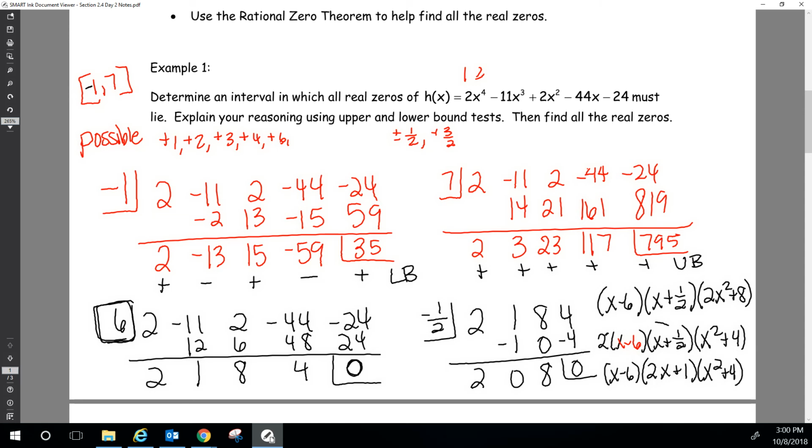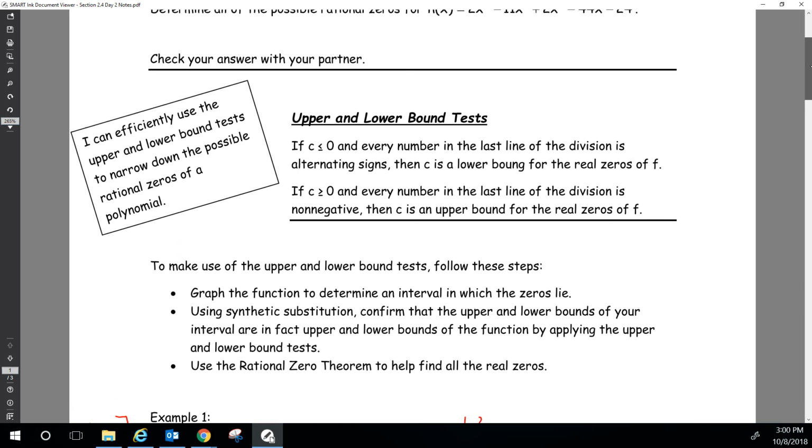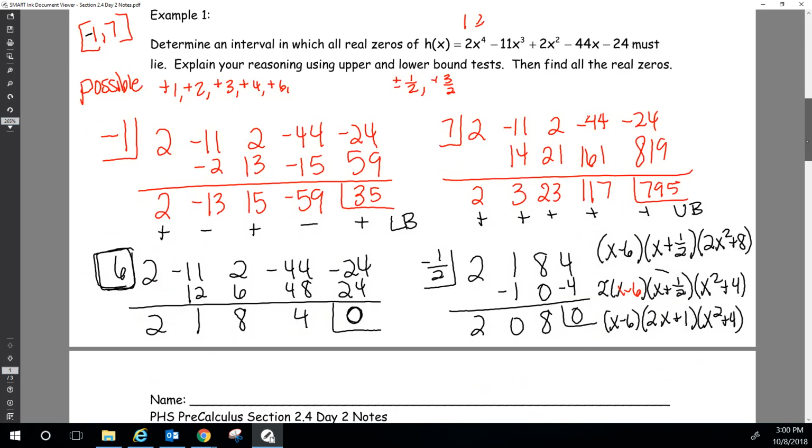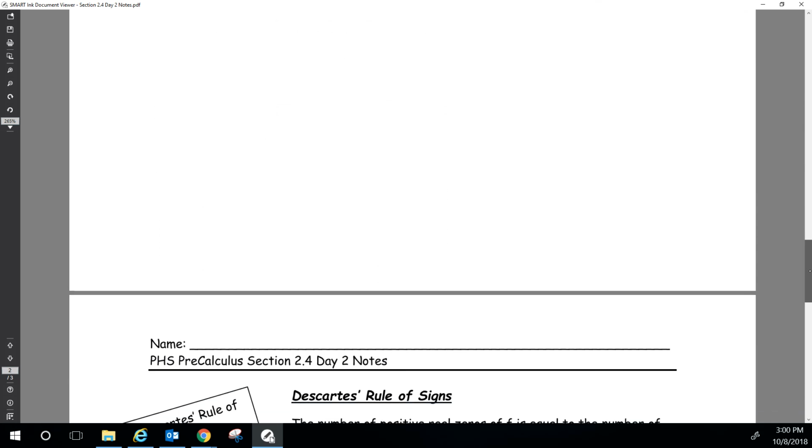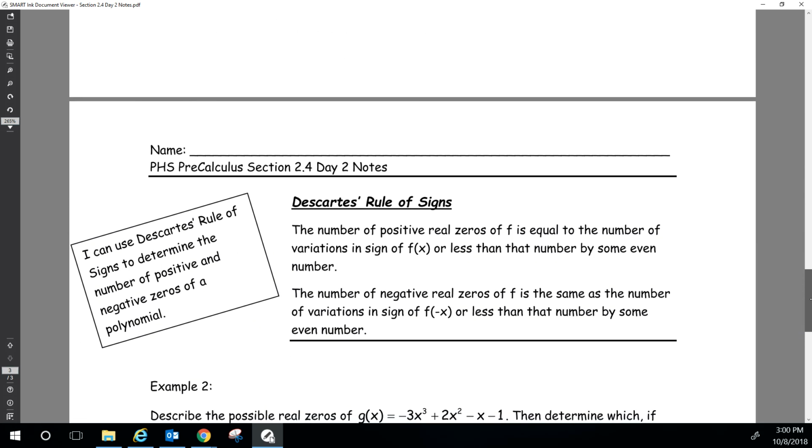If you have a fraction there, most likely, if you look somewhere else, you'll be able to pull out a GCF so that it'll wipe it out and make it a nice linear factor. So here's example number 1 from 2.4, day 2. If I get a chance, I'll come back and give you some more, but I had people asking for those.